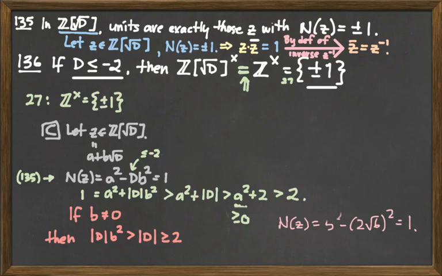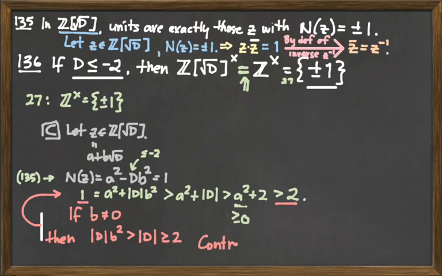So in order to accept the fact that b is not equal to 0, which was the thing you were going to develop a contradiction from, 1 must be greater than 2. Contradiction. So b must equal 0. And if b equals 0, then z is equal to a. And so that's an element of Z.